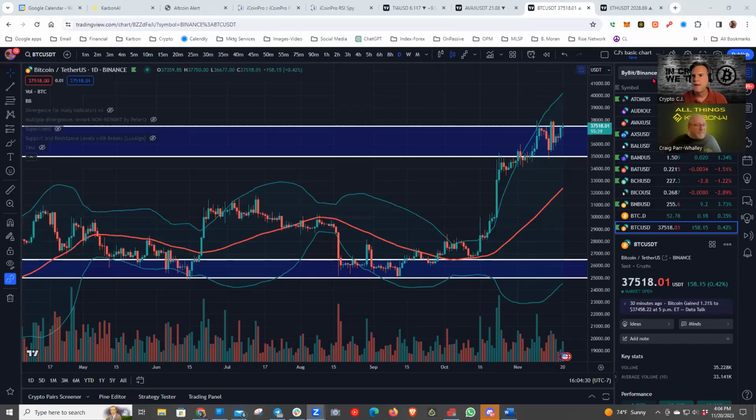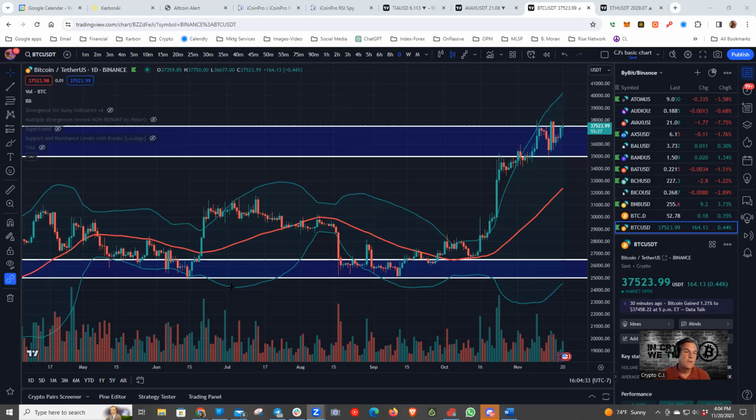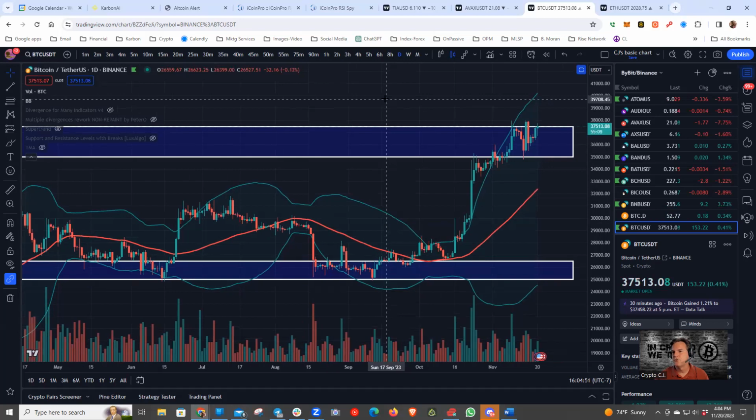Okay, should be seeing my Bitcoin day chart. Yes. Okay. So the range I've drawn is down here in the bottom, around 25, 26K. Up on top, 35,000 to 37.5K. And we've been hanging around the top edge of that range.